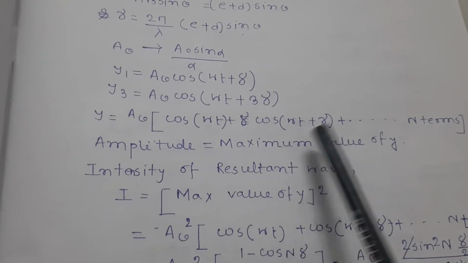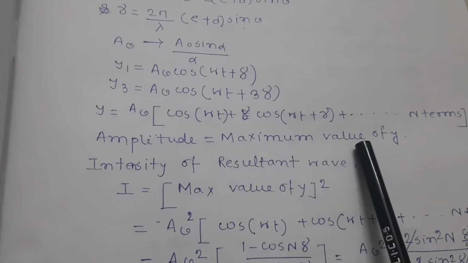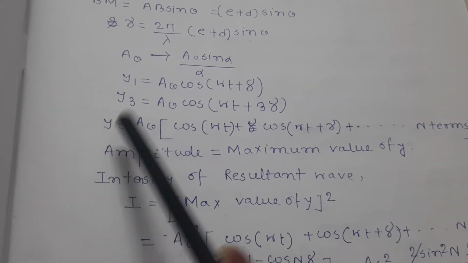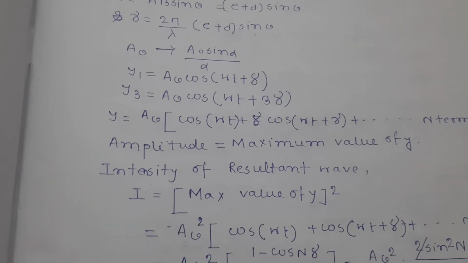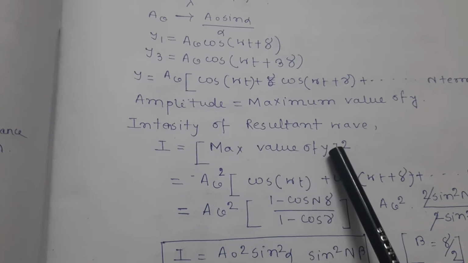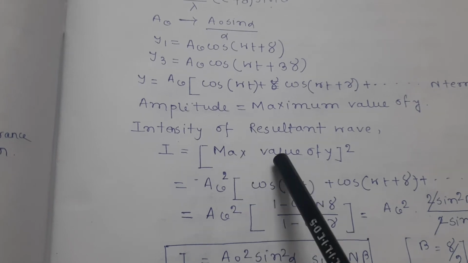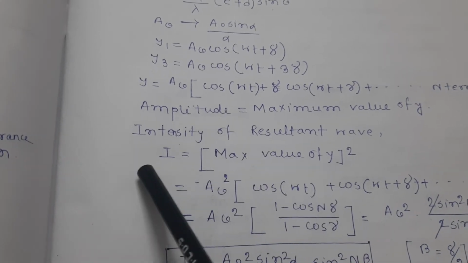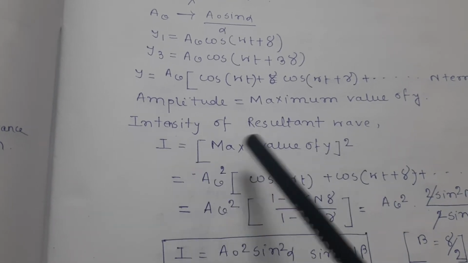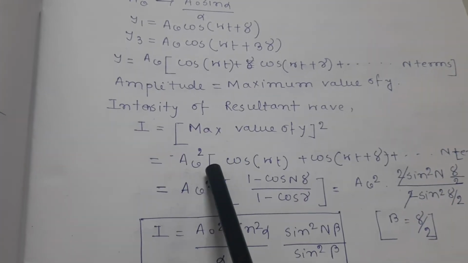Amplitude equals the maximum value of y. We know that amplitude equals the maximum value of y. The intensity of the resultant wave I equals the maximum value of y, where y means amplitude. We know that intensity is equal to amplitude whole square, so the maximum value of y is whole squared.